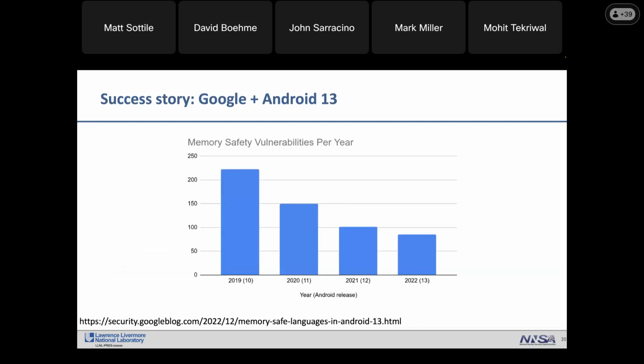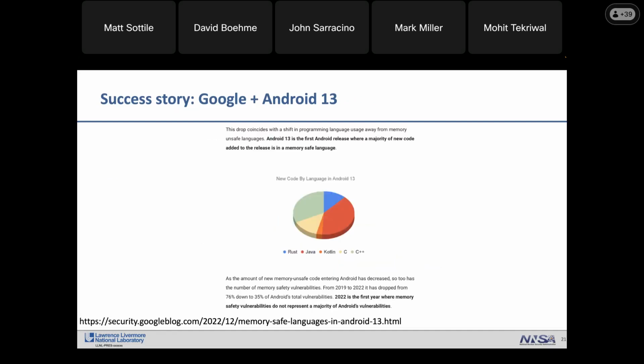So, just a success story that I thought was interesting, and Google was kind enough to have a nice blog post about this about a year ago. They've observed this nice drop in memory safety vulnerabilities with Android, and they're quite proud of this. But around the same time that they made this change, the big thing they wanted to point out is that Android 13, when they noticed this big change, was the first time that they released a version of the operating system where most of the code was in a memory safe language.